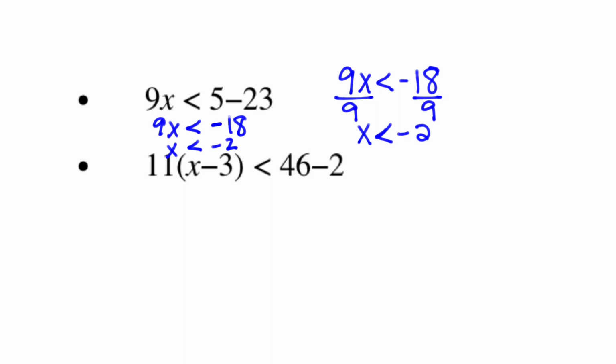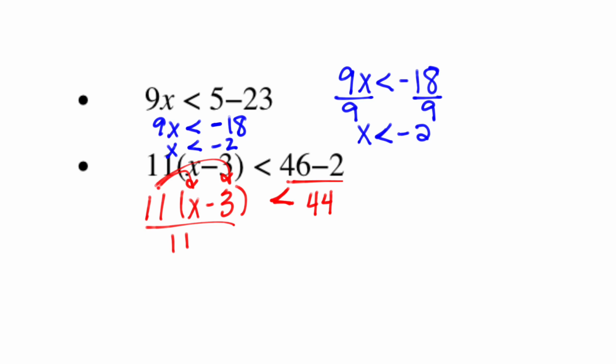What do we do here? How do we solve for x? I would start with the 46 minus 2. Distributive property? 44. So you can either use distributive property, so you can distribute this 11 to everything inside, or you can go ahead and divide by 11. I would prefer to divide by 11 because I think that's easier, so I don't have to divide later. Because I can see that I have 44 on the other side.